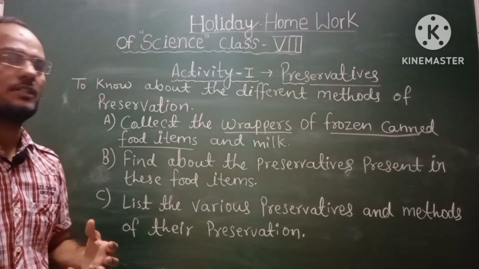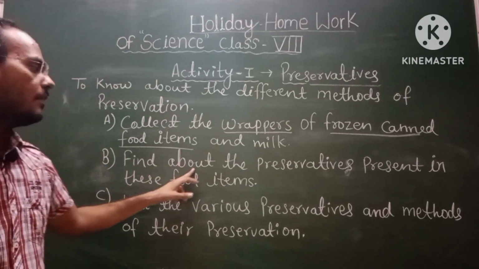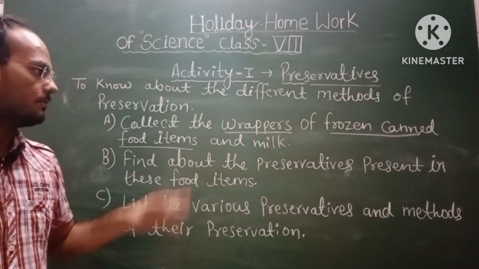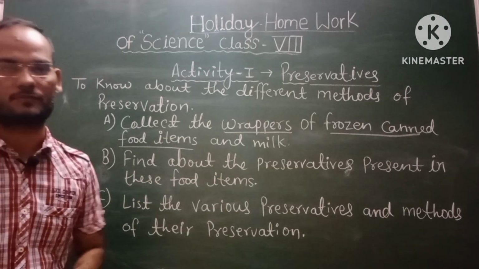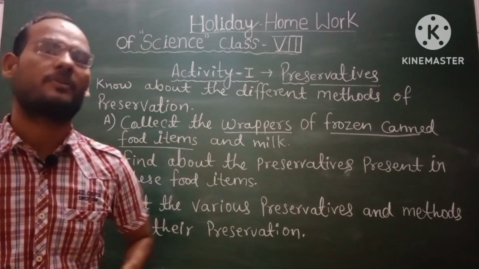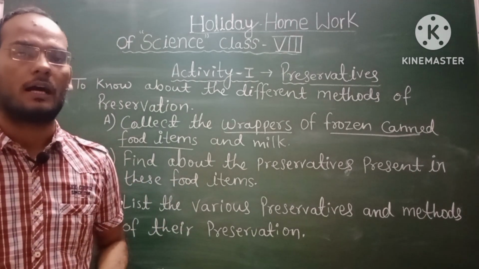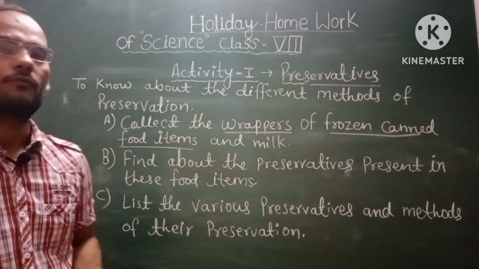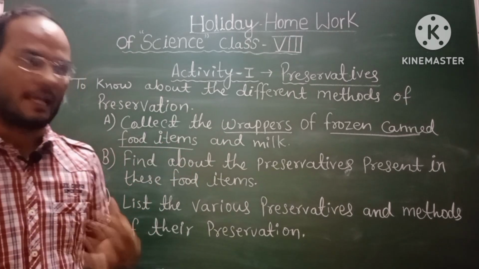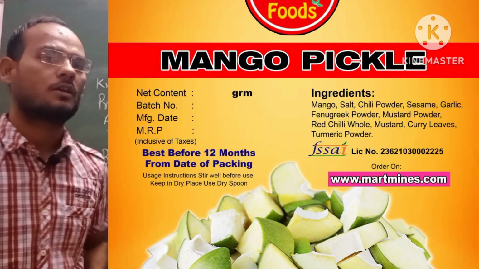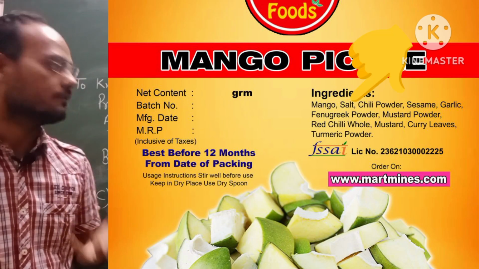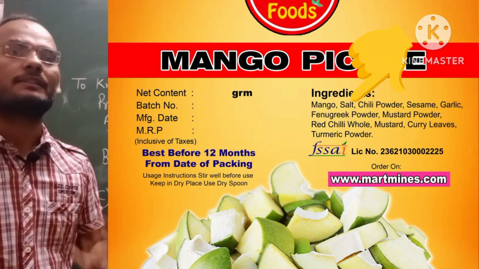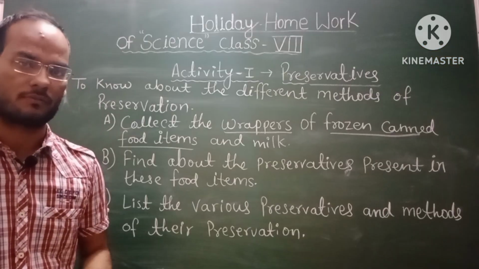What next do you have to do? Find out about the preservatives present in these food items. After collecting the wrappers of frozen canned food items and milk, you have to check which type of preservatives are present in these wrapper items. Clear?